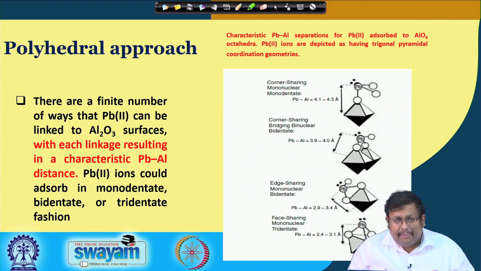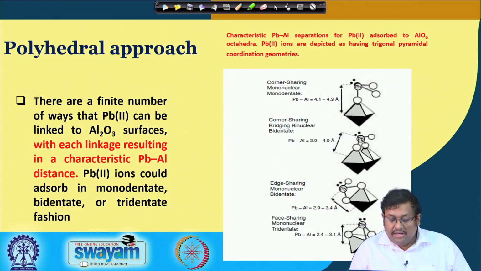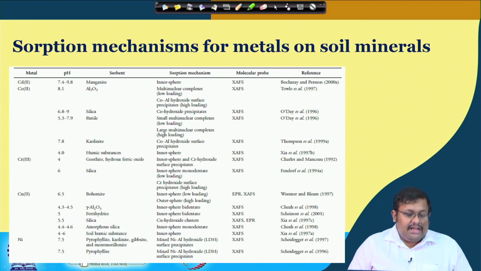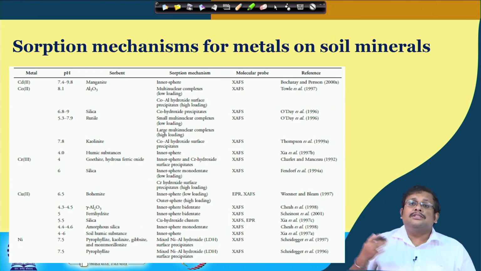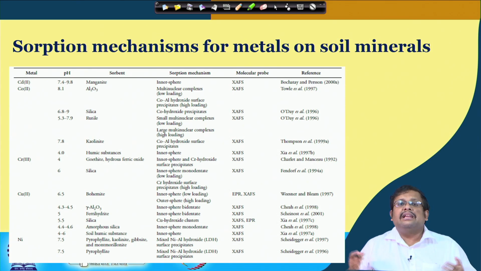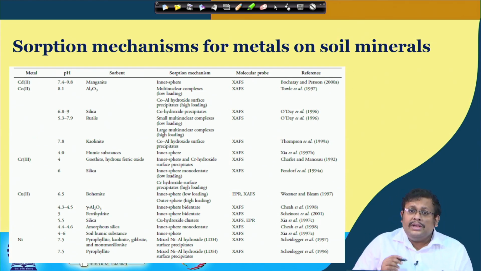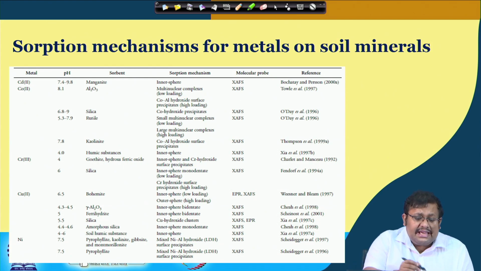Apart from that, another thing is important. You can see that each linkage results in a characteristic lead aluminum distance. So, lead ions could adsorb in a monodentate, bidentate or tridentate fashion. We are clear from this polyhedral approach representation of the surface complexes. Now, remember that each and every metal can have multiple sorption mechanisms on soil minerals. For example, you can see here in the case of cadmium, when the sorbent is magnetite, we can see an inner sphere complex.